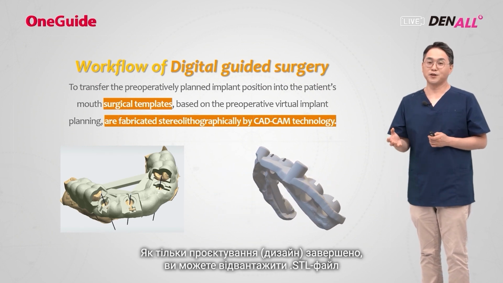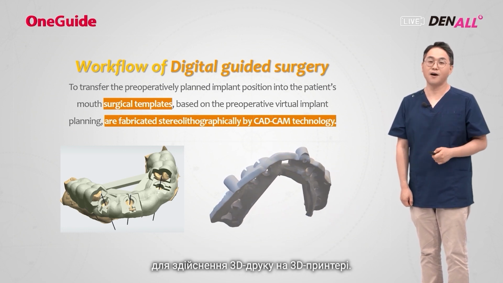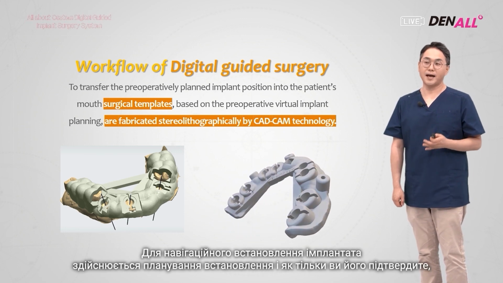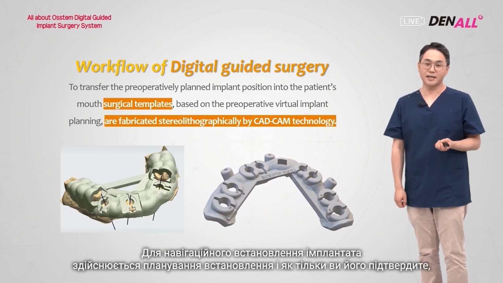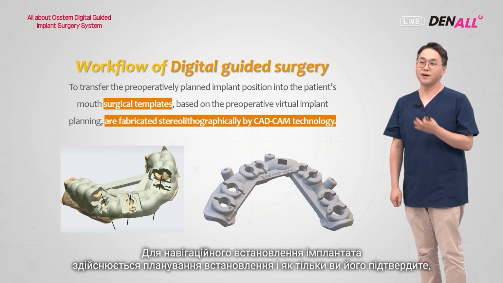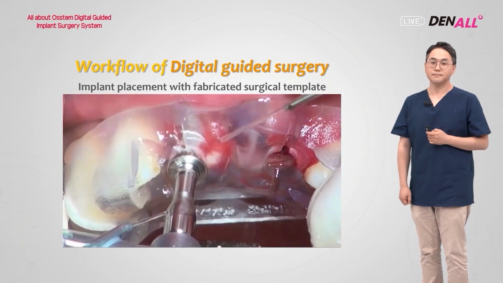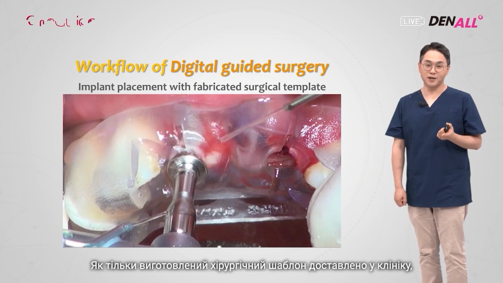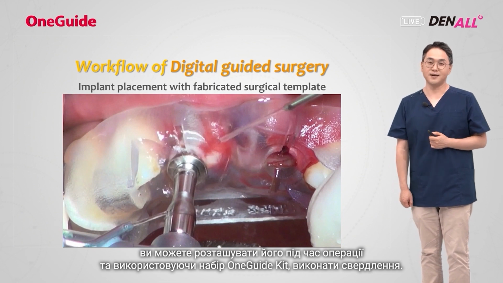Once the surgical stent design is complete, you can extract the STL file, and using this, you can fabricate it by 3D printing. At Osstem's One Guide Center, for guided implant placement, planning is done, and once you confirm it, the surgical stent is designed, fabricated, and delivered. Once the fabricated surgical stent is delivered to the clinic, you can position it during surgery, and using the One Guide kit, you can do the drilling.